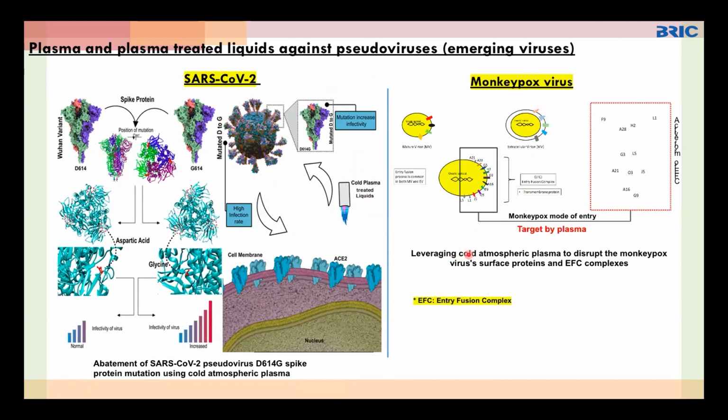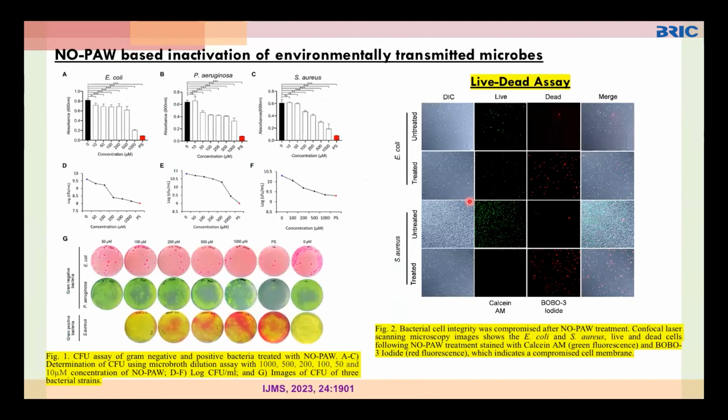In these cases, we are focused on entry fusion complexes. So these are the 12 proteins which are responsible for the entry of monkeypox virus in the human host cells. So we are focused on whether we can damage these proteins by the plasma or not. So that is our future study. We will report soon.